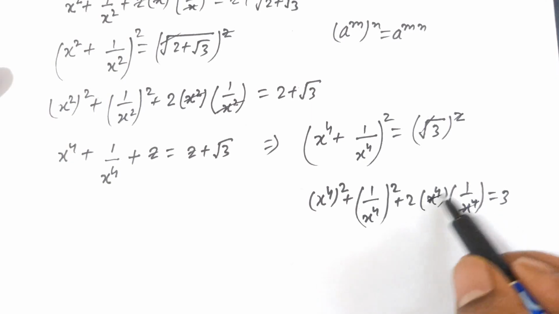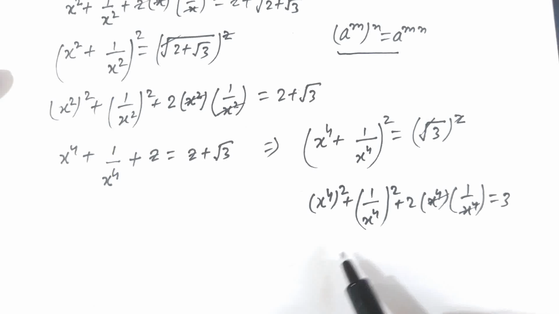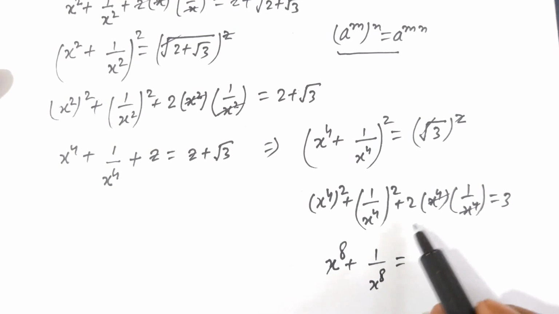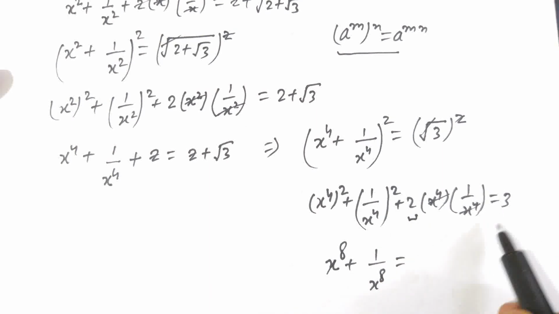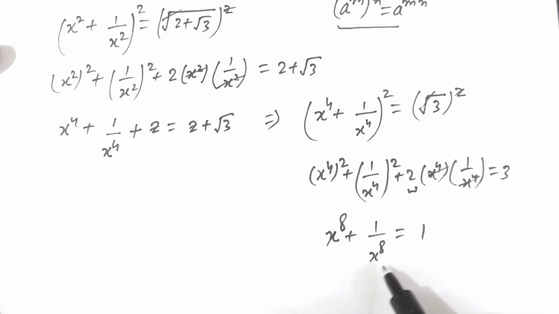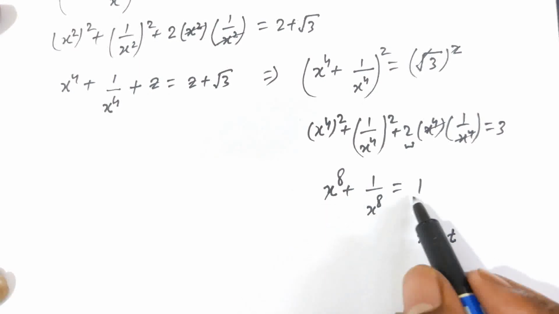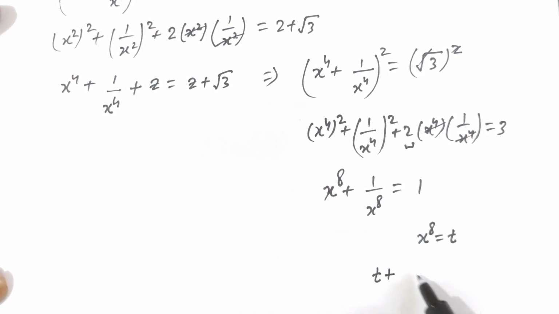Then x power 4 and this x power 4 is cancelled out, and here we will apply this rule again, then here x power 8 plus 1 by x power 8, and this is equal to, this plus 2, if we take in right hand side then we have 3 minus 2, that is 1. Here x power 8 plus 1 by x power 8 is equal to 1. So if we put x power 8 equal to t, then t plus 1 by t is equal to 1.